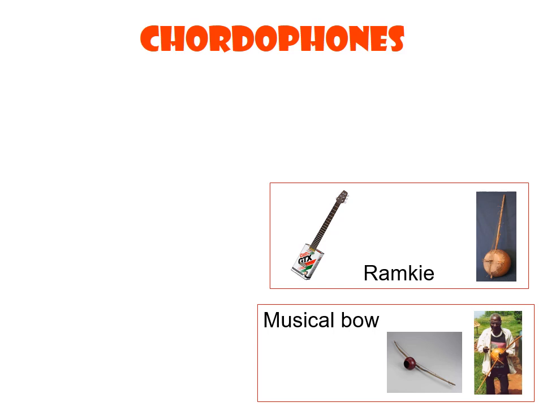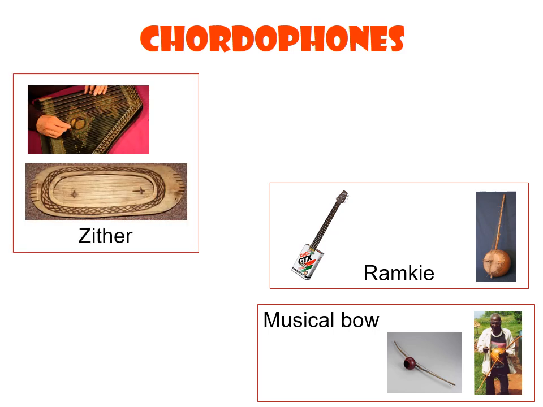Another type of chordophone is the ramkey. This is a type of folk guitar originating from South Africa. Traditionally, a calabash would be used as a sound box, similar to the picture on the right. But due to urbanization and modernization, these days a ramkey is often made with empty oil cans, as in the picture on the left. Other chordophones might include zithers, where the strings are stretched across, over, or inside a resonator.